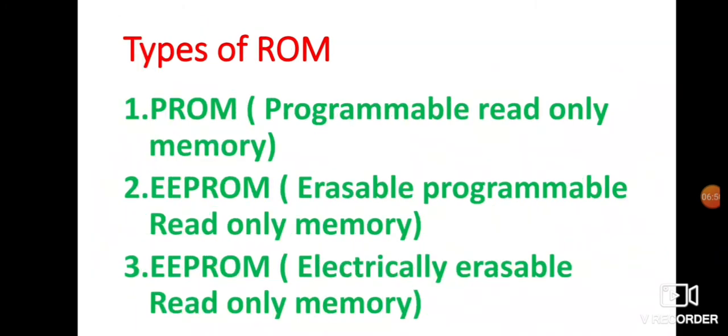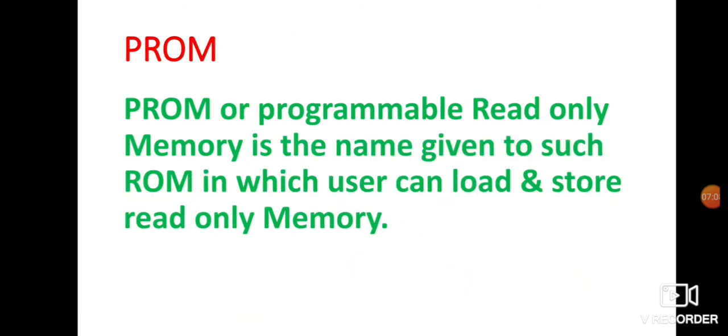Types of ROM. ROM is of three types. PROM, programmable read-only memory. EPROM, erasable programmable read-only memory. It is EPROM, not double E. And third is EEPROM, electrically erasable programmable read-only memory. Now first we will discuss PROM.